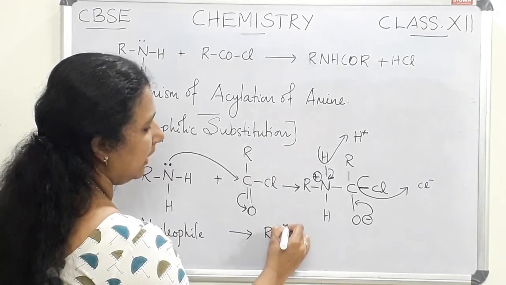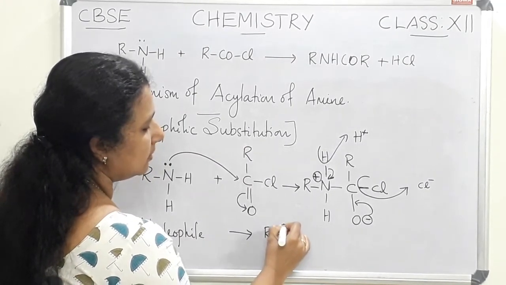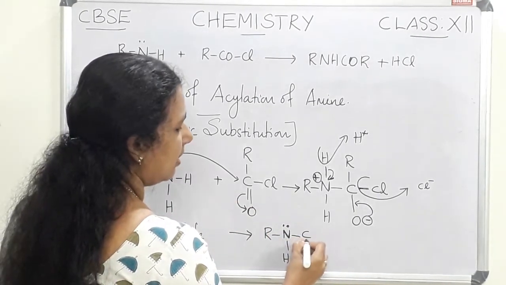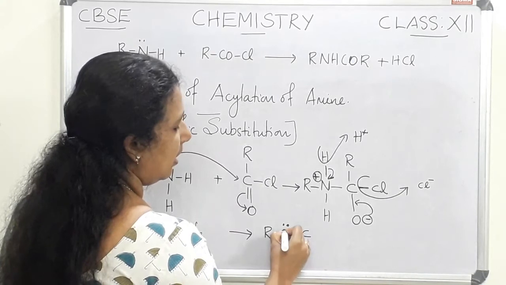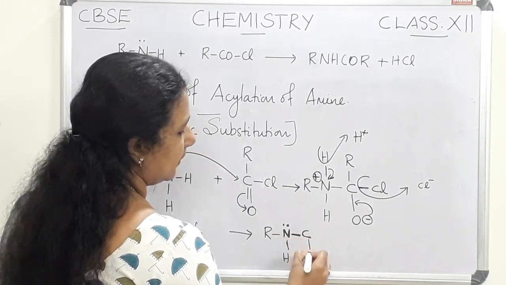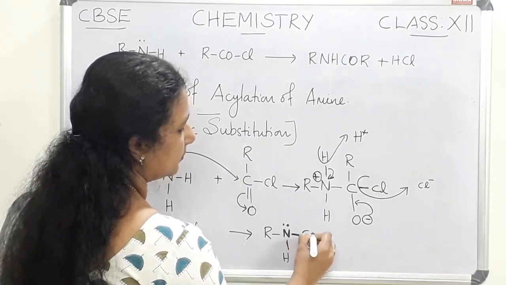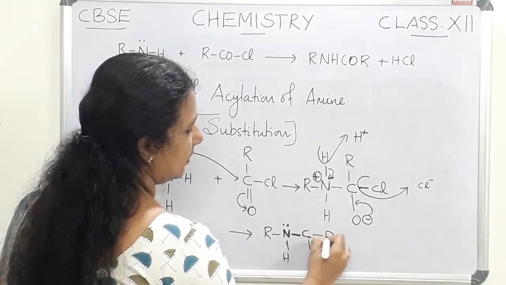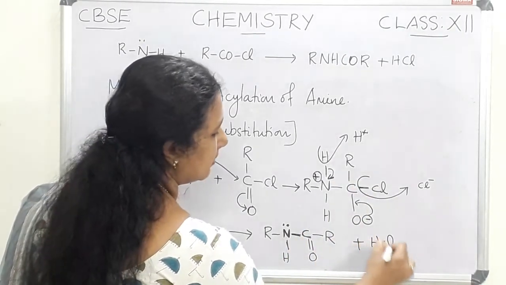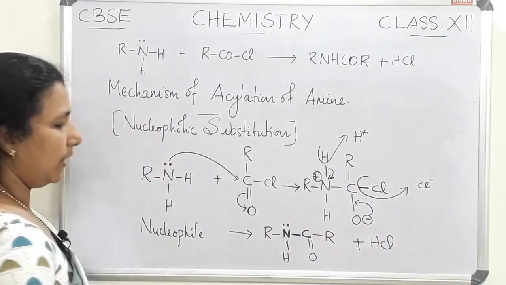And the product will be R, N, H. Again N gets the lone pair of electrons, then R, N, H, C double bond O, then R. So HCl will be eliminated. So this is the product.